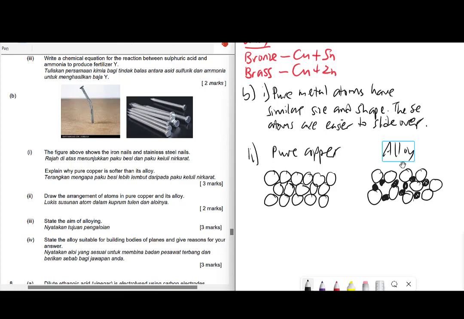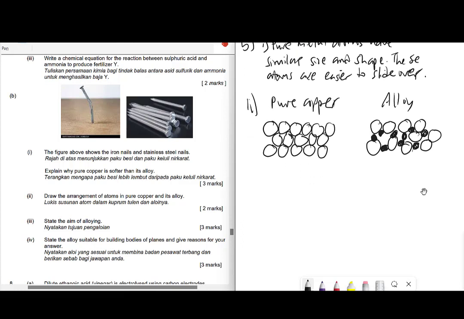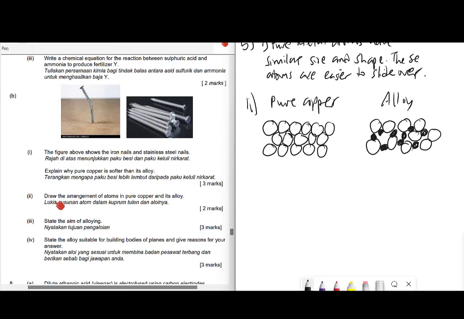So in this one, the atoms are jammed inside, so it's very hard for them to slide over when you apply a force. Let's say there is a pushing force. You push here, this layer can slide over. But for this one, if you apply the force over here, this layer cannot slide over, because something is blocking the way. So it's very difficult to slide over. So you can say that this is weaker, softer, and this is harder, stronger. That's why we change a pure metal into an alloy, because it is stronger and harder. All right, so that is your part 2 answer.